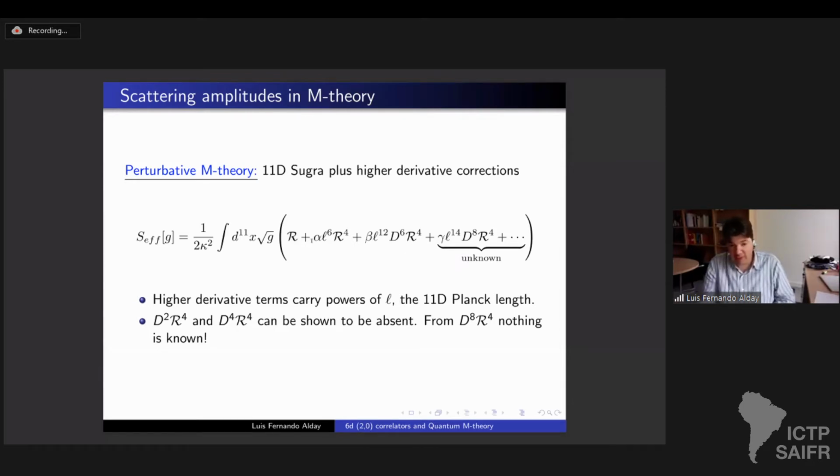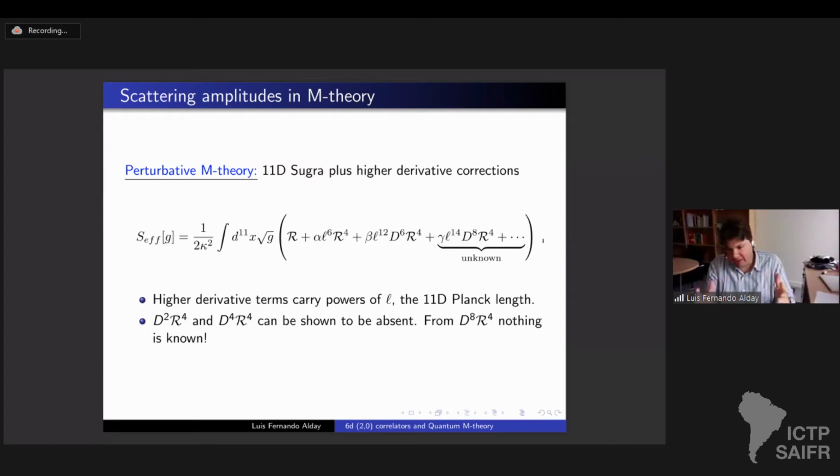It is known, for instance, that we have a term that goes like R^4 and D^6 R^4, and the coefficients of these two terms are actually known. Also, we know that the terms D^2 R^4 and D^4 R^4 are absent. On the other hand, starting from the term D^8 R^4 and higher order terms, all these coefficients are unknown. So already this coefficient here, we don't know what it is.